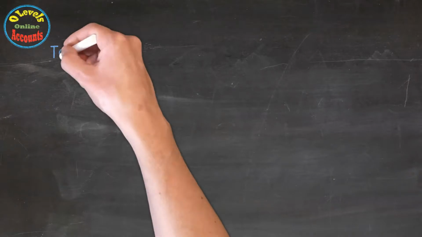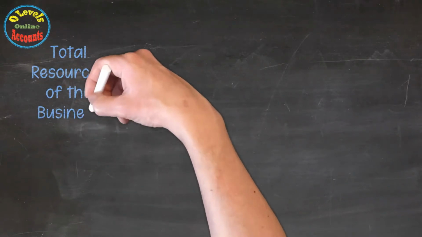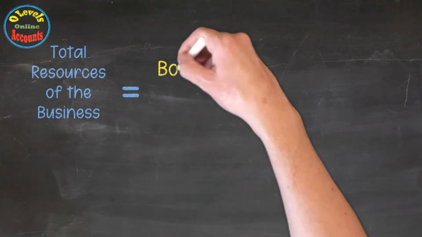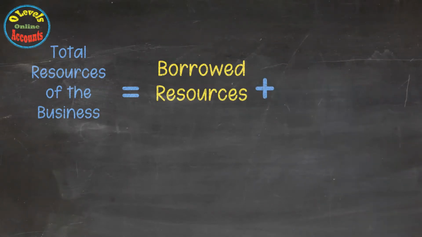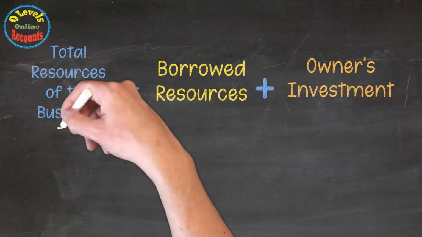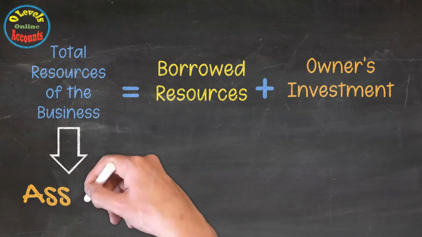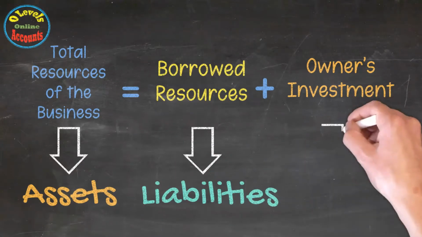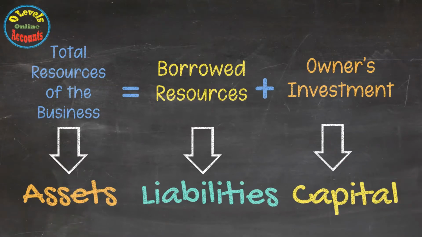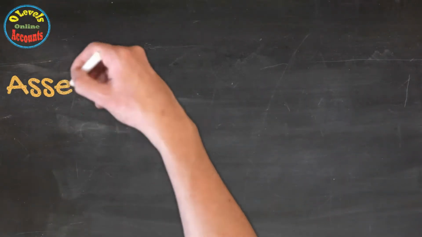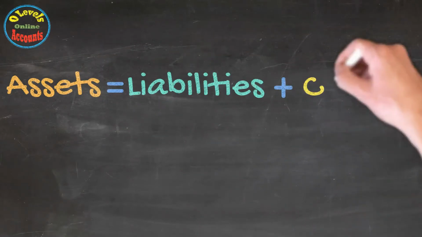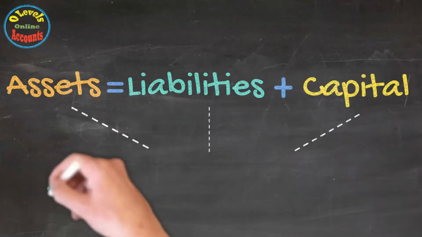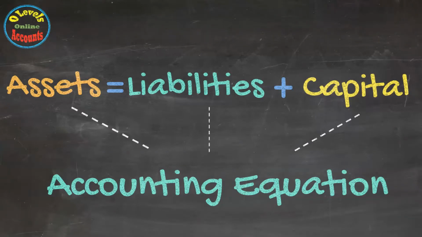As per our previous discussion, we perceived that the total resources of the business is equal to borrowed resources plus owner's resources or investments. The total resources of the business are replaced with assets, borrowed resources replaced with liabilities, and owner's investment replaced with capital. So we got the equation: assets is equal to liabilities plus capital. This equation is called the accounting equation.